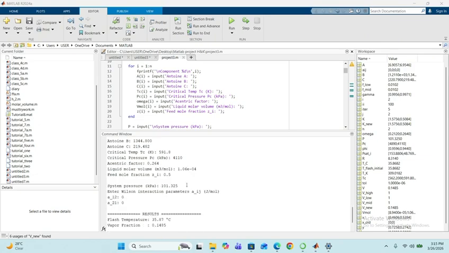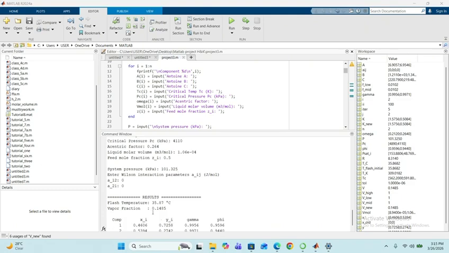The system pressure is specified, but the Wilson interaction parameters will be set to 0 because we are dealing with ideal mixtures. After all required parameters are input, the code proceeds to calculate the flash temperature, vapor fraction, liquid phase mole fractions, vapor phase mole fractions, activity coefficient, and the fugacity coefficient. And this is how the model is run for ideal mixtures.